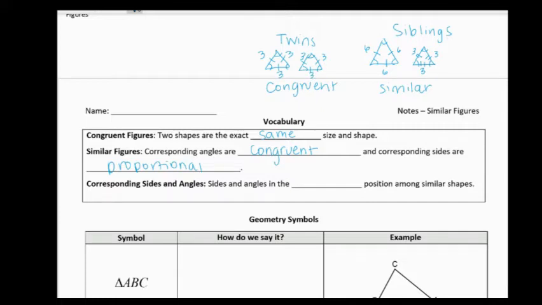When we talk then about corresponding angles and sides, those are the sides and angles that are in the same position among similar shapes. So for example, this angle is on top, just like this one is. So those angles are corresponding. Or this side is on the left and this side is on the left. So we'll talk more about how you can identify them when they're not facing the same way, but that's the general idea of what we mean by corresponding.